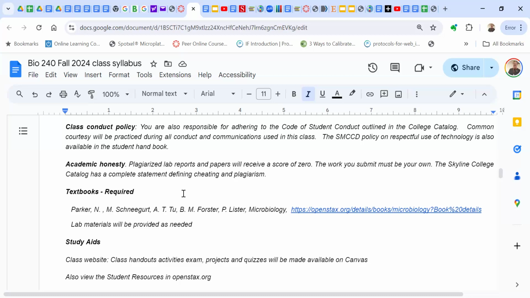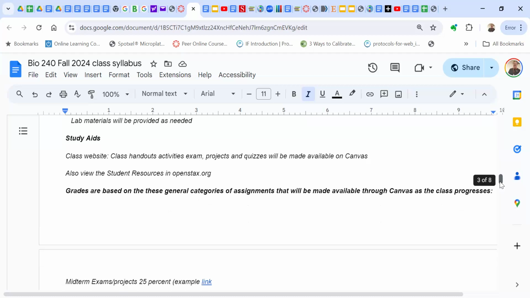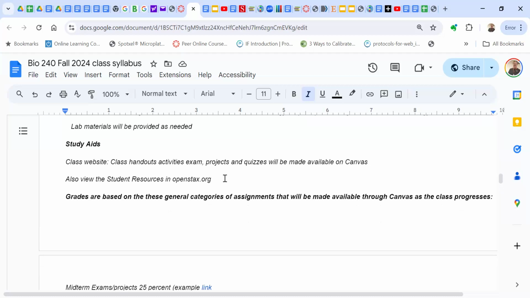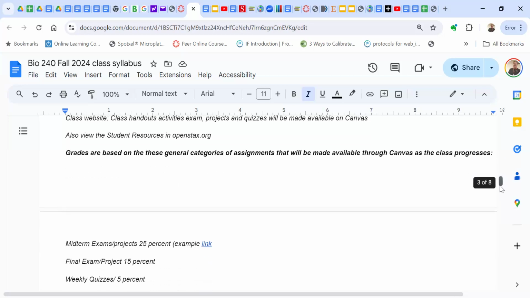And we'll talk about that a little bit. There is a textbook that we have, as well as other materials that I will provide you with. And we look at a lot of stuff online. OpenStax has a microbiology book that should be free to you, and go ahead and use that. And in class, I will be handing out handouts. OpenStax has some materials as well.